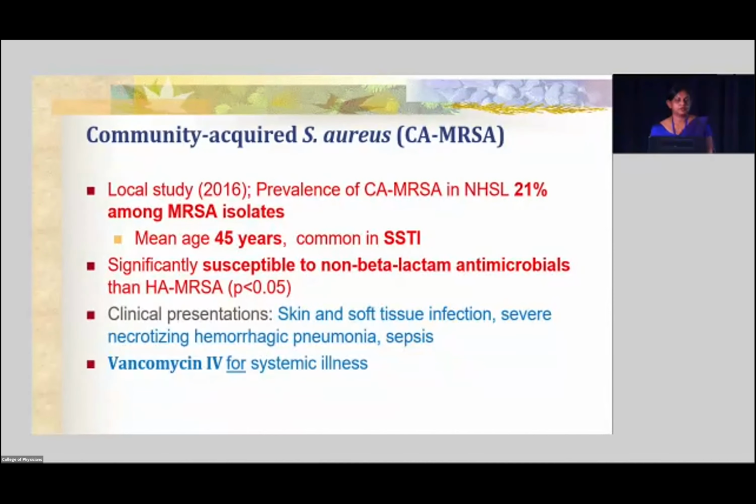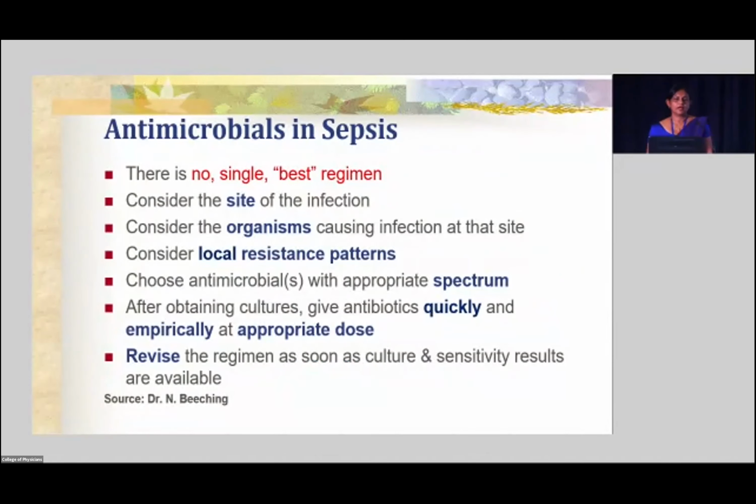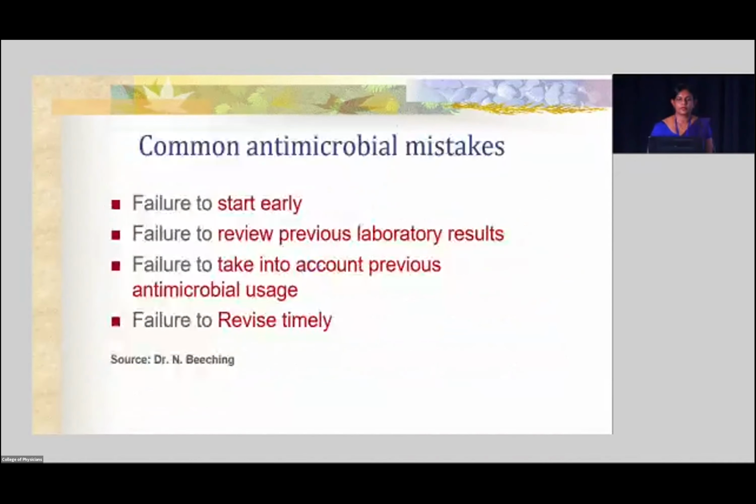Vancomycin can be used for systemic illness, but clindamycin can be used if it is local. So what about antimicrobials in sepsis? There is no single best regime. You have to consider the site, the organisms causing infection, the local resistance pattern, then the appropriate spectrum, and you have to give antibiotics quickly and empirically at an appropriate dose and revise the regime.